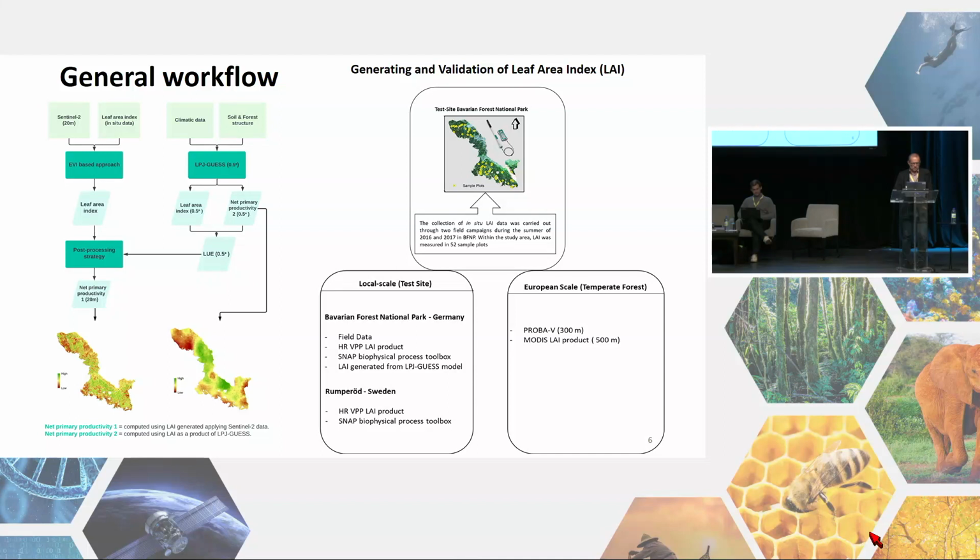And this slide shows the workflow for the estimation of the NPP by assimilation of Earth observation data. And actually, the Earth observation data that we assimilate into the model is the Leaf Area Index, so the LAI. So on the left side, you see the workflow on how we integrated LAI within the LPJ-GUESS model to produce NPP at a higher resolution than what is currently done. Actually, we were working at 10-meter spatial resolution. On the right, you see how the LAI product has been generated from the Sentinel-2 data.